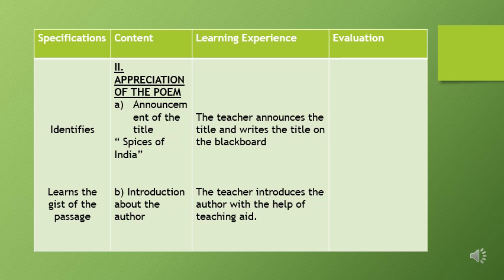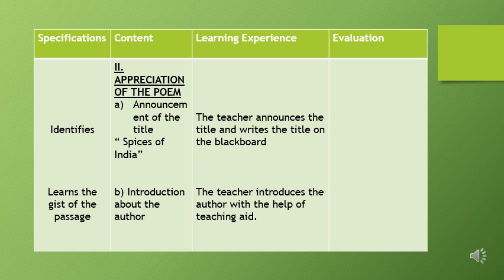For example, the name of the author, when he was born and where he was born, what are his major works. Such kind of information can be given in the content column. In the learning experience column you should write the teacher introduces the author with the help of teaching aid, and under that you can draw some pictures about the teaching aids which you are using. So after announcement of the title, the introduction about the author should be given.